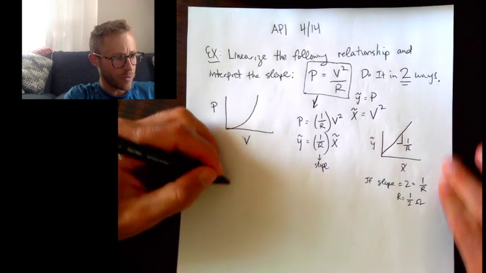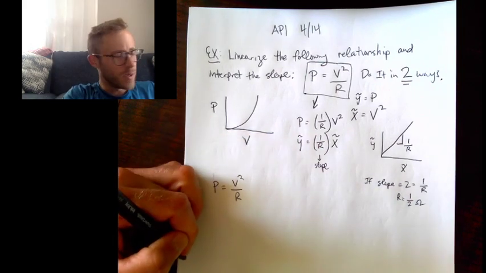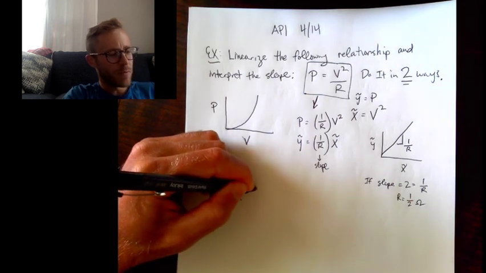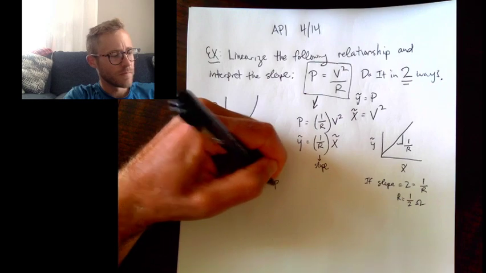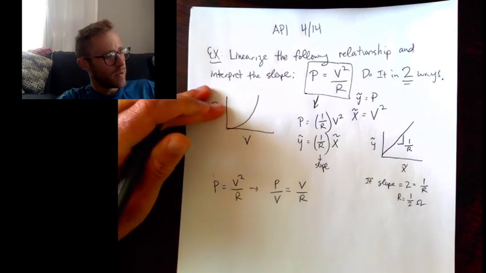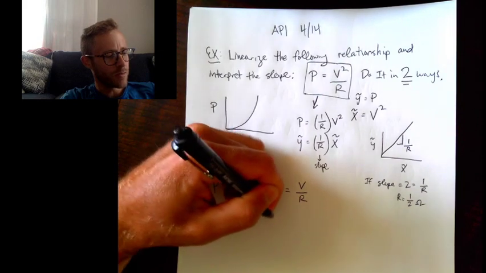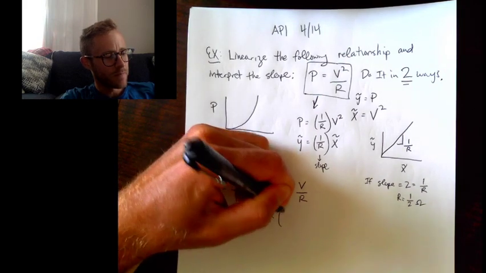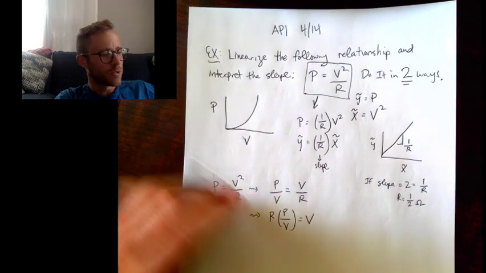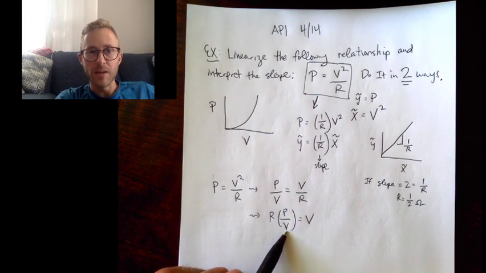So let me just play around with the equation. Maybe do some algebraic manipulations. So what if I divided both sides by V, and what if I maybe multiplied both sides by R? Then I would get R times P over V equals V. So I'm taking the original equation and manipulating it. This is the exact same equation as that. I'm just writing it in a weird way.